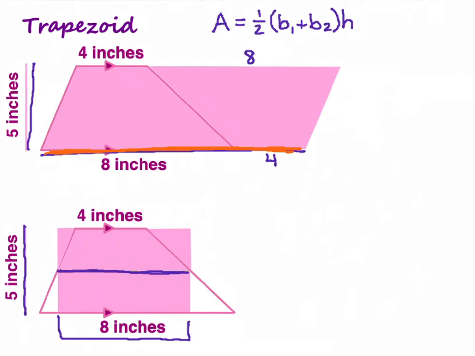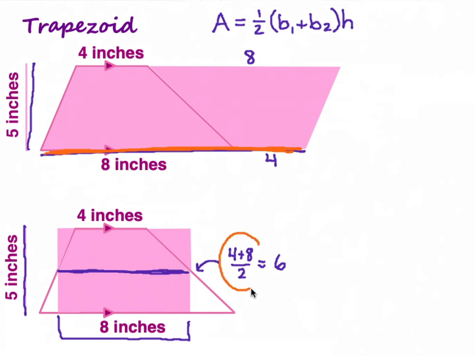That segment in the middle was called the mid-segment, and we knew how to find the length of that. Do you remember? It's just the average of the bases of the trapezoid. So we could just take 4 plus 8 and divide by 2, and we would know how long this mid-segment is. And again, the mid-segment is the width of that rectangle.